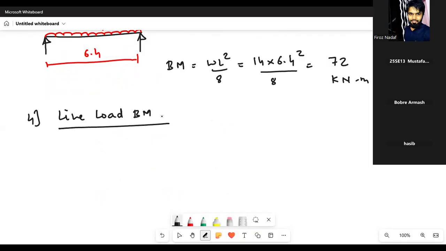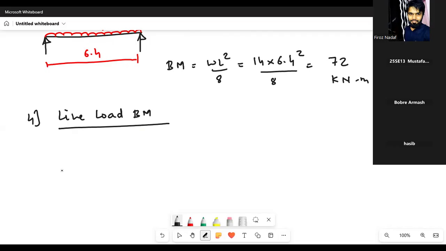In the live load bending moment, you see the live load is having some impact on the bridge. Dead load is not having the impact because dead load is dead. But the live load is moving. So when it is moving on the bridge, it will have some impact on the bridge. So you need to consider the impact of the live load.